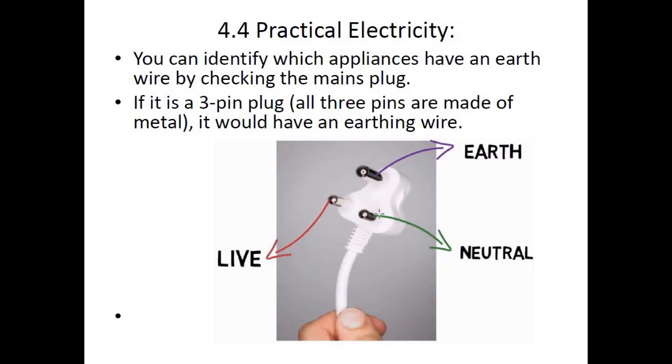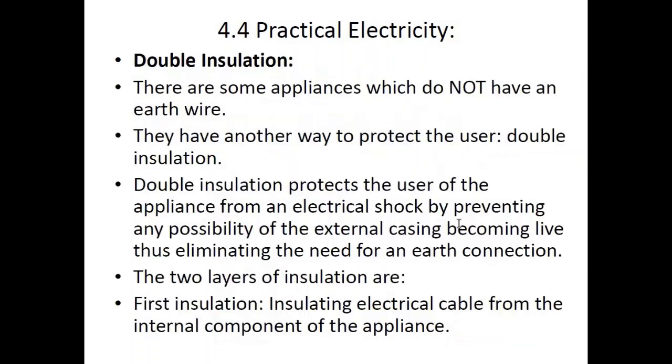Some cheap appliance companies apparently make 3 pins in their plugs, but if you look closely you would find these 2 are metal, whereas the top one is plastic or some other insulator. That does not mean that your device has an earth wire. For having an earth wire, all 3 pins must be metallic.